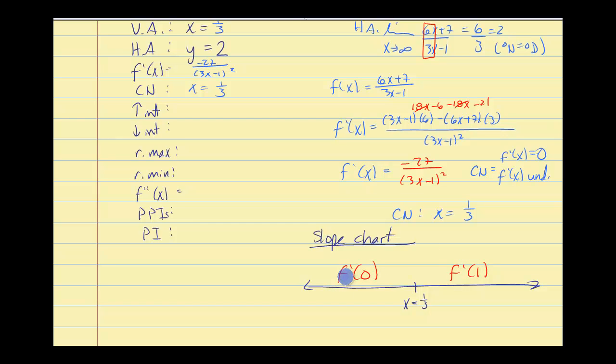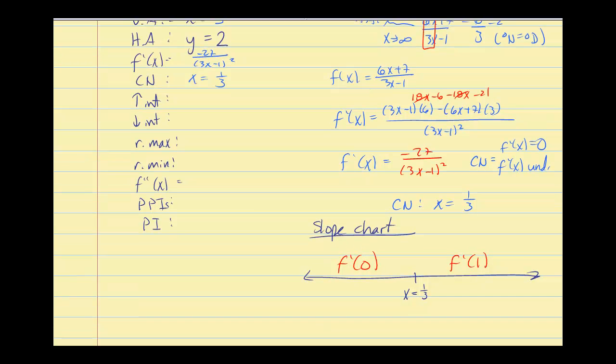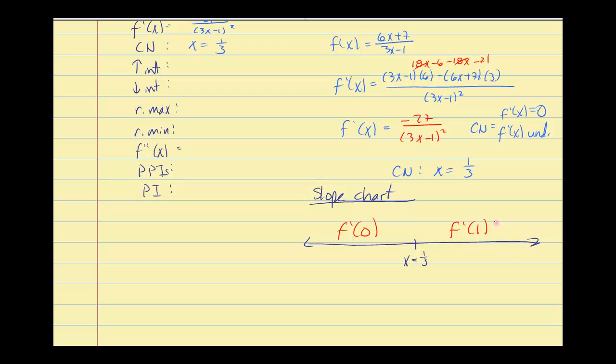Over here I have f prime at 0. I'm choosing 0 because I need a value between negative infinity and 1/3, and that's an easy value. I'm checking it in my first derivative because this will tell me what's going on with my slopes of my tangent lines. So if we look up here at my first derivative, I see something interesting right away. It does not matter what I plug in here. I can plug any number in here except 1/3, and I'm going to get a negative number back.